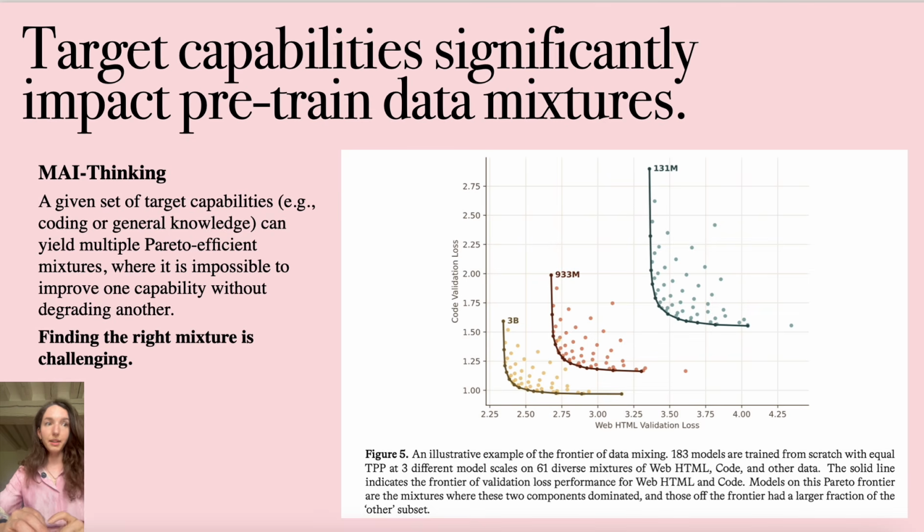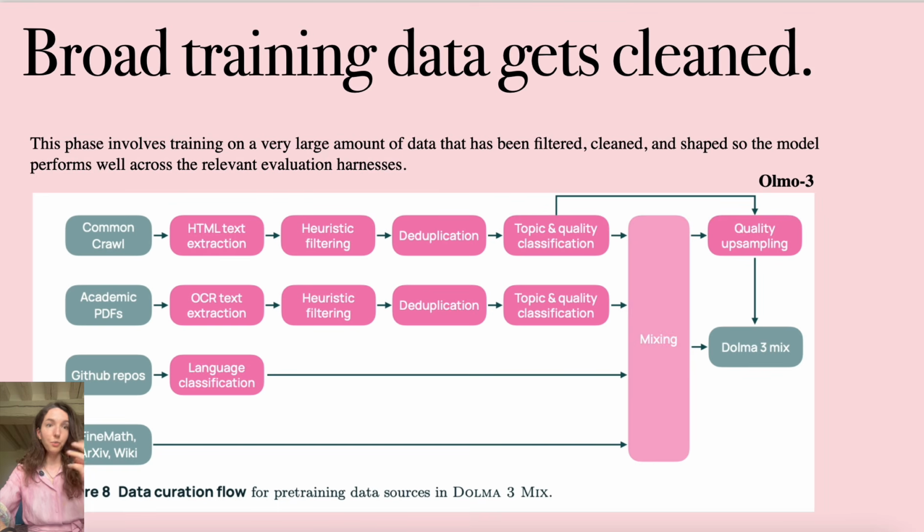And related to that is the fact that, again, whatever capabilities you're actually targeting in the pre-training stage will already significantly impact your pre-training data mixture. So why do they do this topic and quality classification? It's because you want to have control over which topics you're actually going to include in the end, because this significantly matters for your downstream performance.